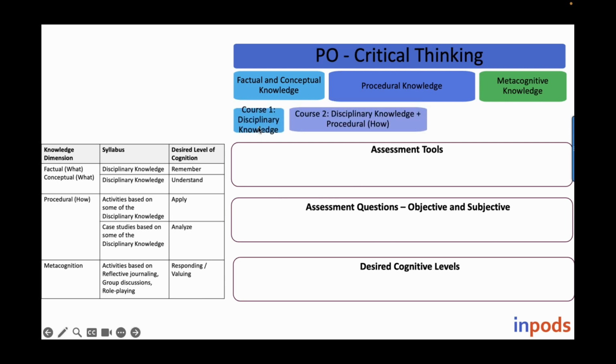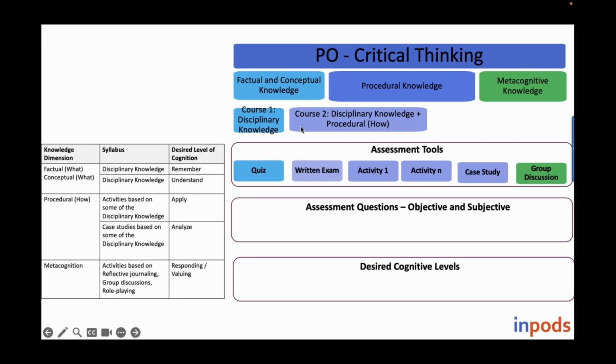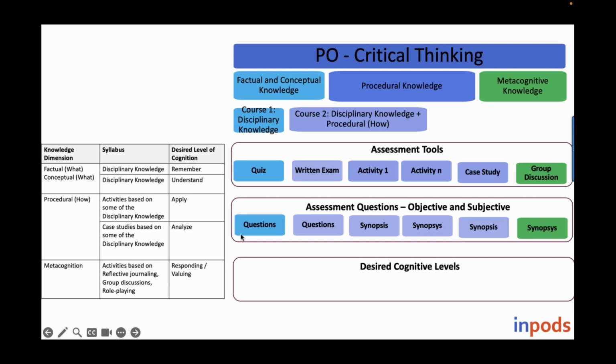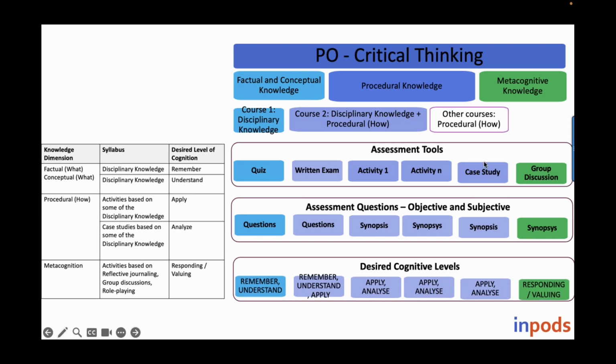So you will say that, okay, I will have two courses, and I will have these assessment tools. There will be quizzes, written exams, activities, case studies, group discussions. I will have some questions in that. So some questions, this could be MCQs, this could be one line question, one line answer, or short essay or long essay. These are the case studies. So naturally they are more subjective in nature, and there could be group discussion on some kind of controversial point.